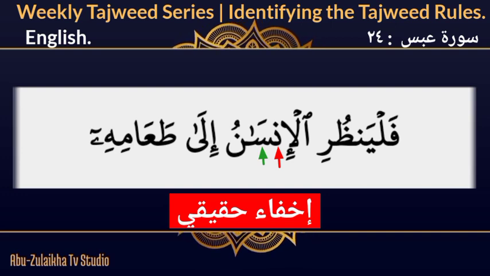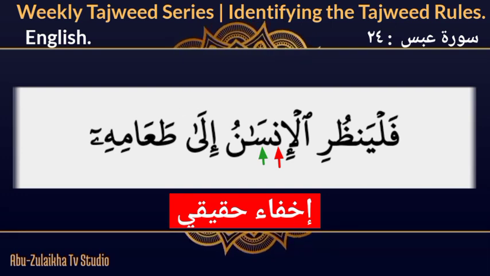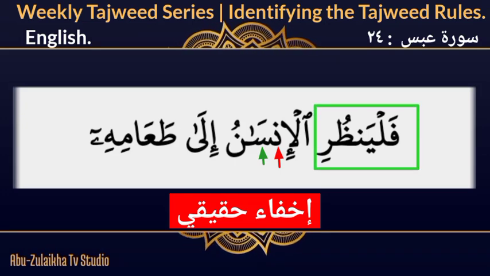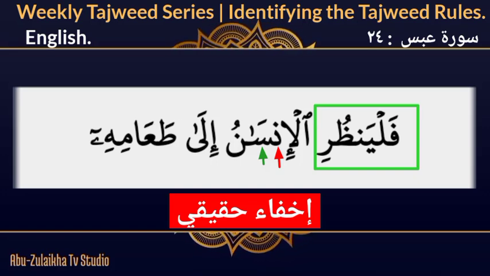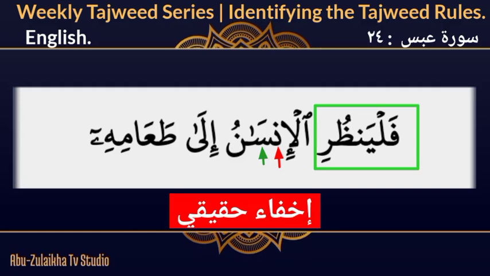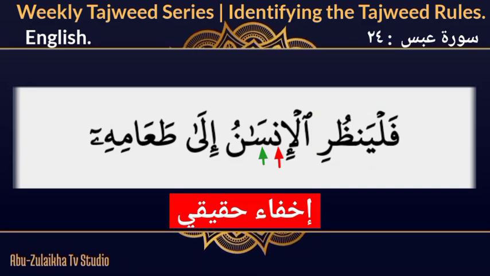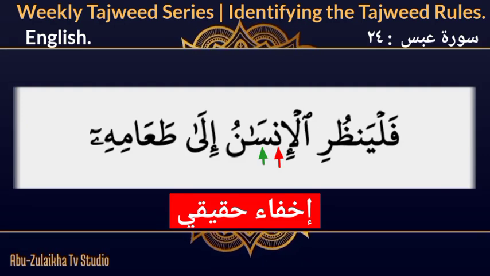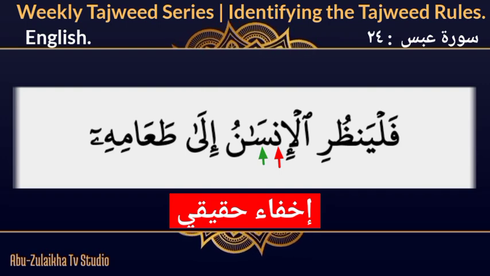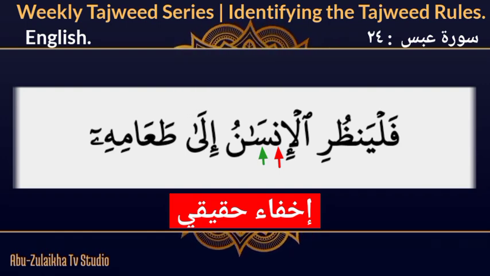And you can see, if you can compare it with the first one, with the first izhar we identified earlier, which is falyanzur, and then al-insan, the weight of the sound is not the same. The second one is lighter compared to the first one. Do you understand? So that is the difference. So the second one that we've identified here is also what is known as al-ikhfa'un haqiqi. Do you understand?